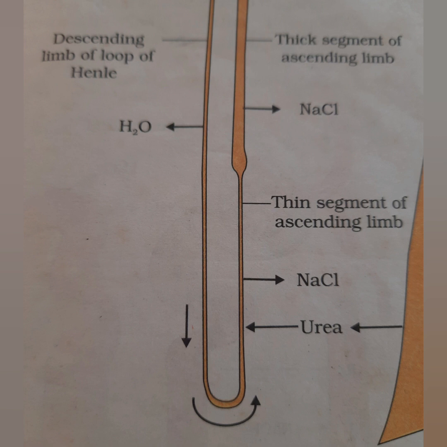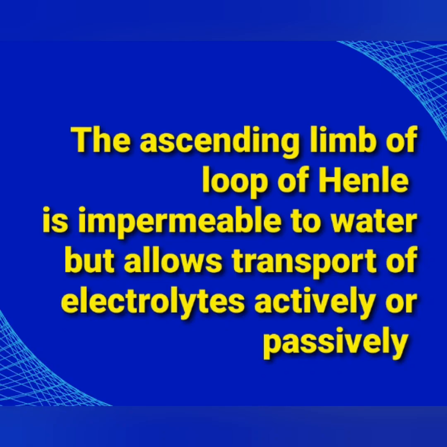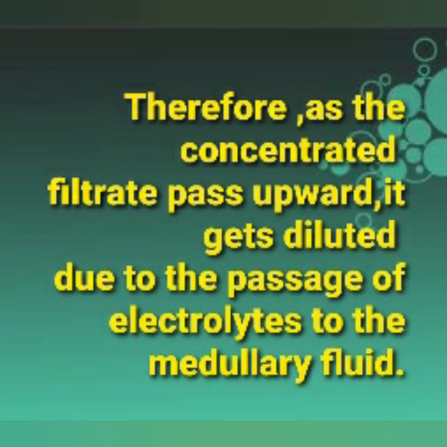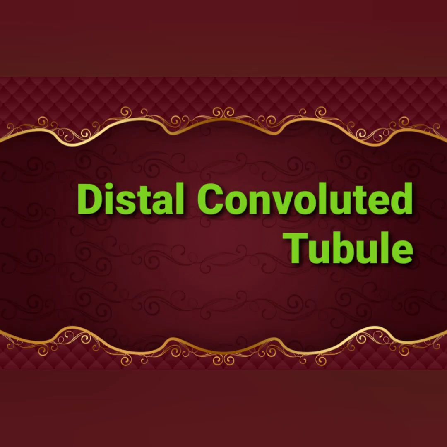Whereas the ascending limb is permeable to electrolytes. So when the filtrate moves through the ascending limb, the filtrate becomes diluted. So the ascending limb of loop of Henle is impermeable to water but allows transport of electrolytes actively or passively. Therefore, as the concentrated filtrate passes upward, it gets diluted due to the passage of electrolytes to the medullary fluid.